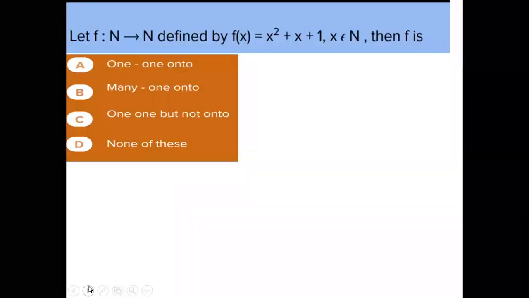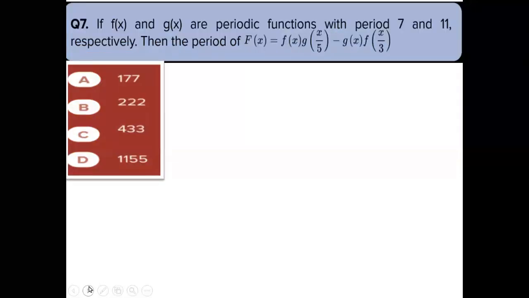If f dash of x is always greater than 0 or less than 0, then we say that the function is one-one. It is another method to check whether the function is one-one. So today we'll start with this question.